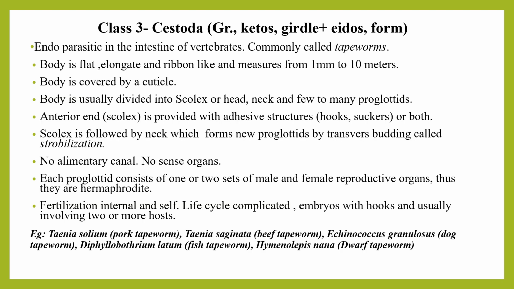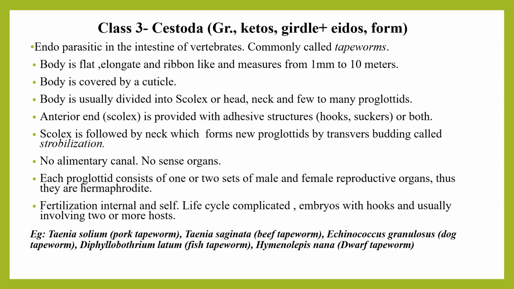Class 3 Cestoda. These are endoparasitic in the intestine of vertebrates and they are commonly called tapeworms. The body is flat, elongate and ribbon-like and measures 1 mm to 10 meters. The body is covered by a cuticle. The body is usually divided into scolex or head, neck and few to many proglottids. The anterior end or scolex is provided with adhesive structures like hooks, suckers, or both.